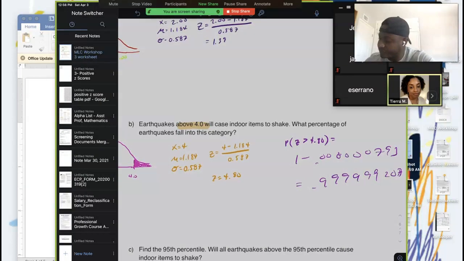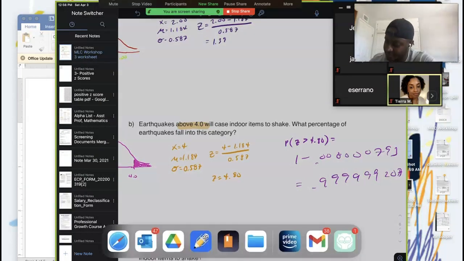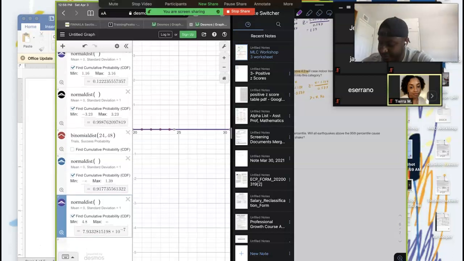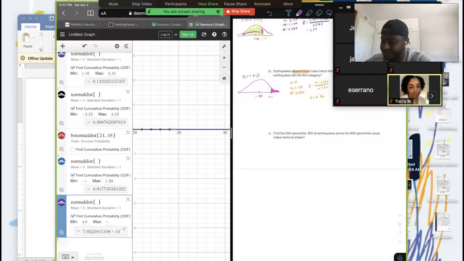So in decimals, it gave me 7.93 times 10 to the negative 7th. That would just mean that I moved the decimal place over 7 times. So that's how I got the 6 zeros and then 793. Does that make sense?